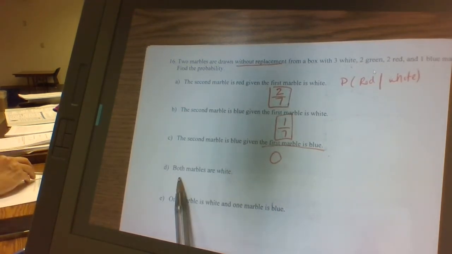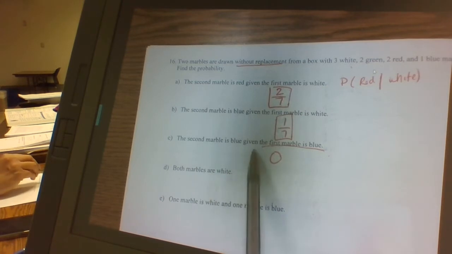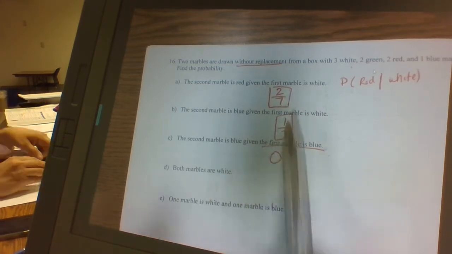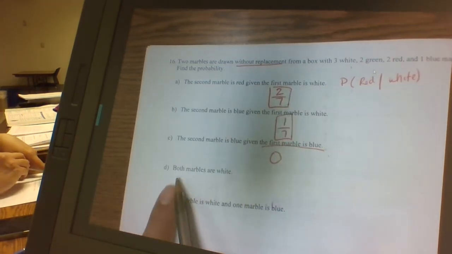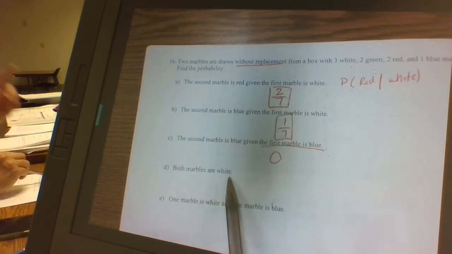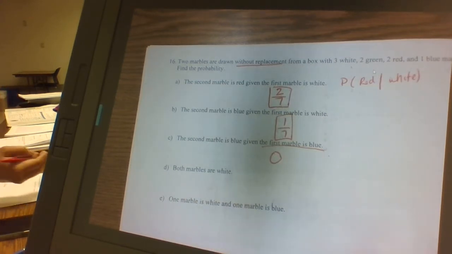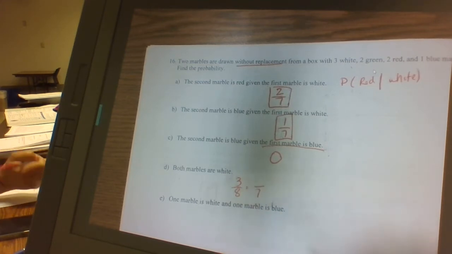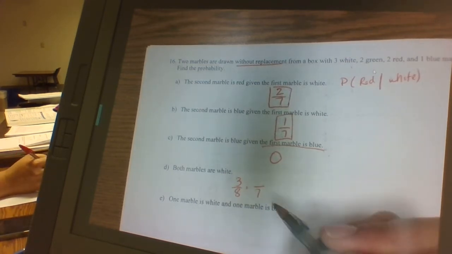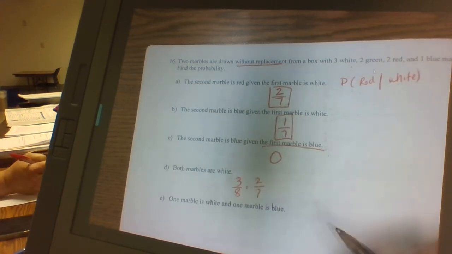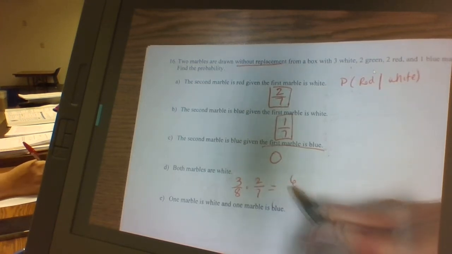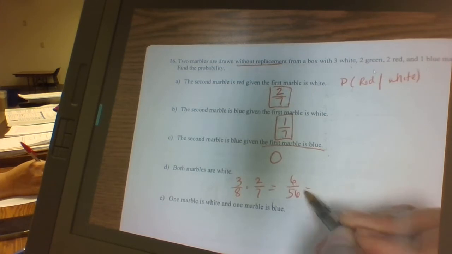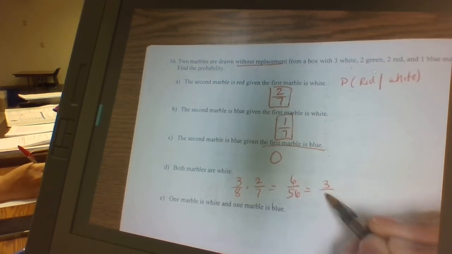Now this one's a little bit different. What is the probability? Because it doesn't say given, you don't do it like the first 3. Both marbles are white. What is the probability that the first one is white? 3/8. And we're not putting them back. What is the probability that the second one is white? 2/7. We multiply: 6 over 56, which reduces to 3 over 28.